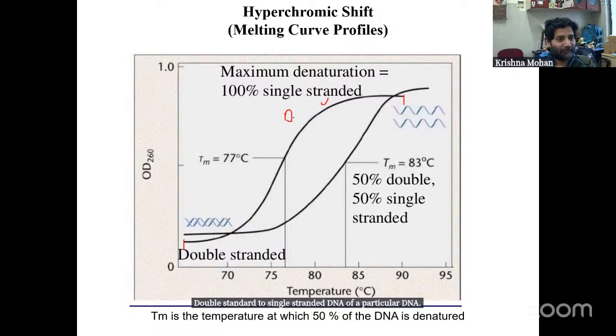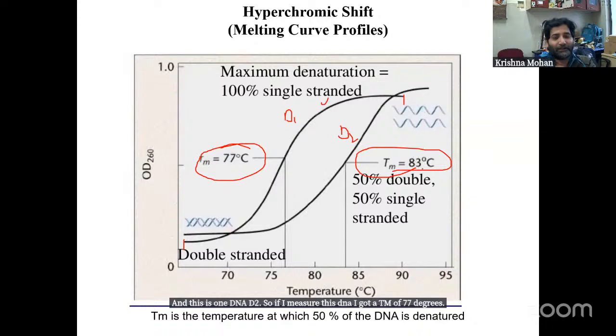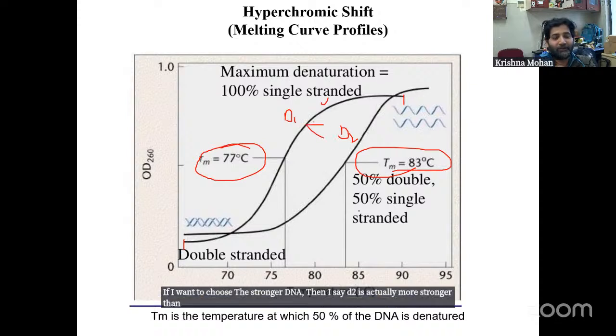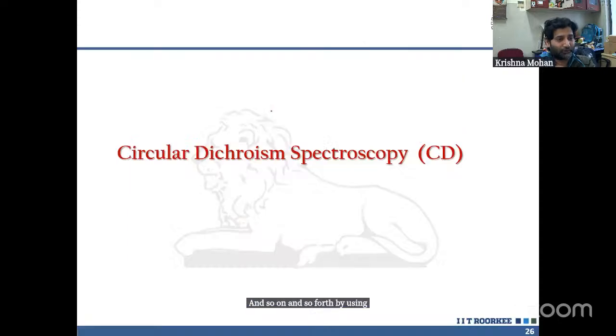This is DNA D1 and this is DNA D2. If I measured this DNA, I got a Tm of 77 degrees. I measured this DNA, I got a Tm of 83 degrees. If I want to choose the stronger DNA, then I say D2 is more stable than D1. So although it's a simple experiment, you can tell the melting points and the stability of your DNA molecules by using absorption spectroscopy.